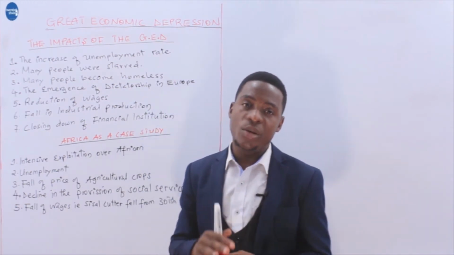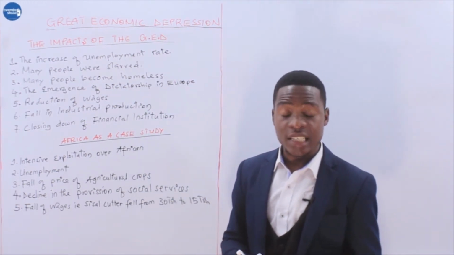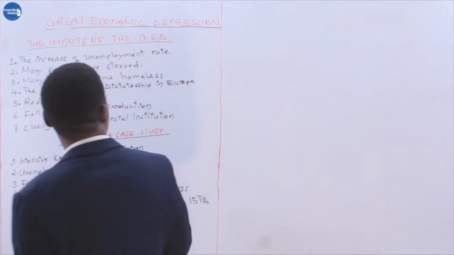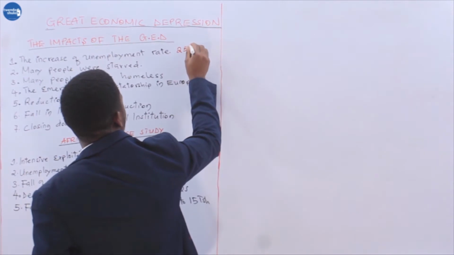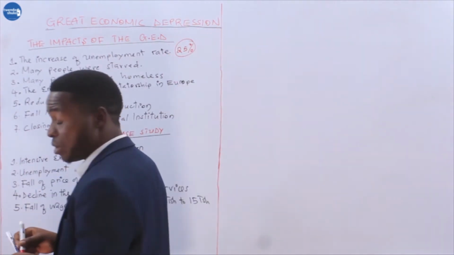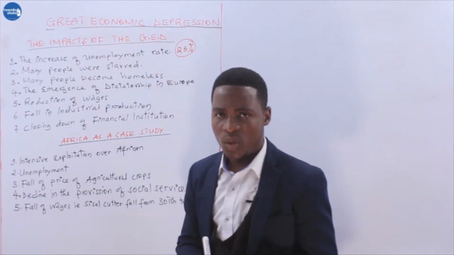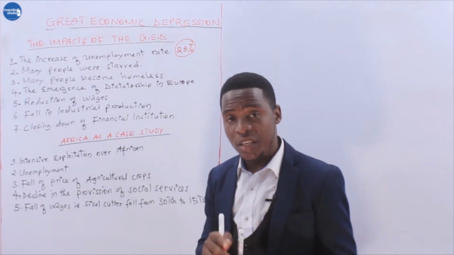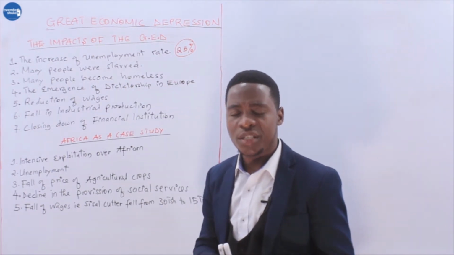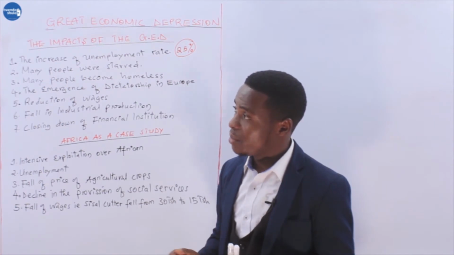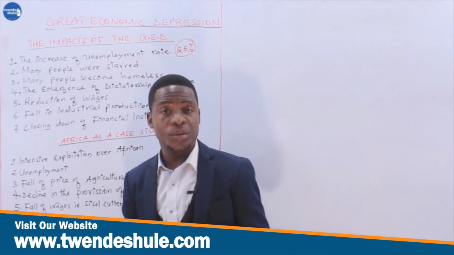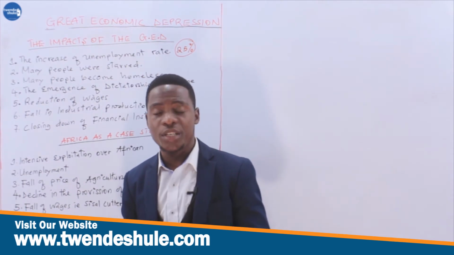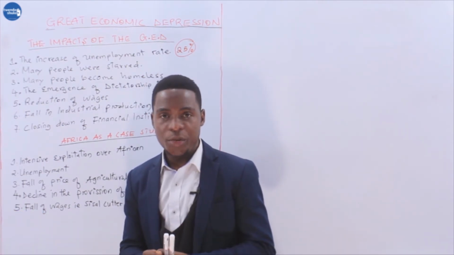For instance, in the USA, the unemployment rate stood at 25% up to 1933. So you may imagine, 25% of the US population was unemployed, whereby it is approximated that more than 12 million people were unemployed in the USA.